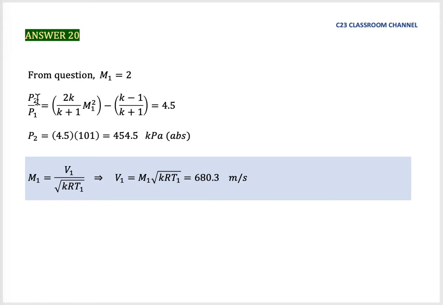After we get the ratio of P2 over P1 equal 4.5, we could calculate the value of P2 by multiplying 4.5 times 101 kilopascal, and we could get P2 as 454.5 kilopascal absolute.